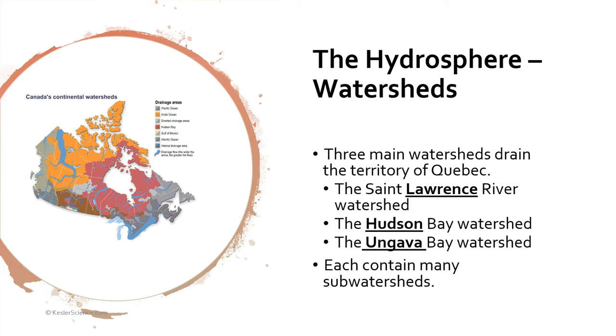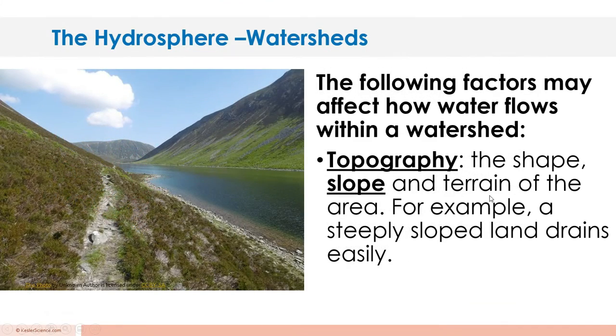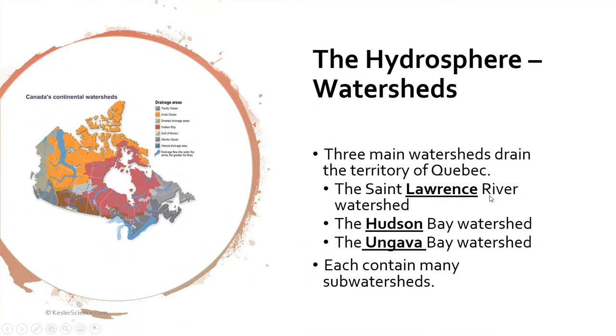There are three main watersheds that drain the whole territory of Quebec. We have the St. Lawrence River watershed, the Hudson Bay watershed, and the Ungava Bay watershed. So St. Lawrence River, Hudson Bay, Ungava is up here.